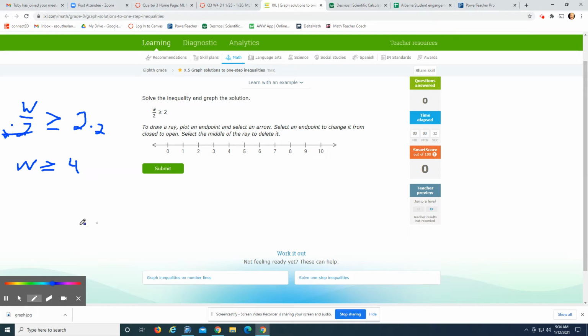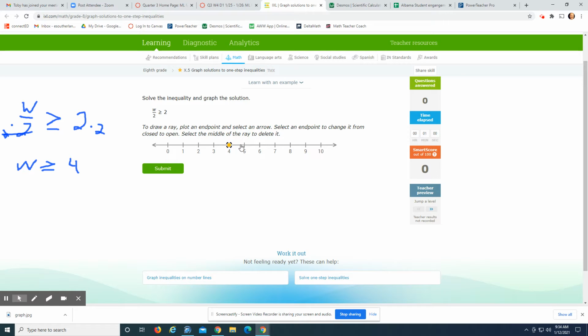Now the part that's different is we got to graph it instead of typing in W is greater than or equal to 4. So here's how you graph it. We know that it's 4, so we're going to start on 4. And notice how the circle is filled in. If I click it again, it will be hollow. When it's filled in, that means equal to. When it's not filled in, it means that it's not equal to. So we're going to have this filled in because it says greater than or equal to.